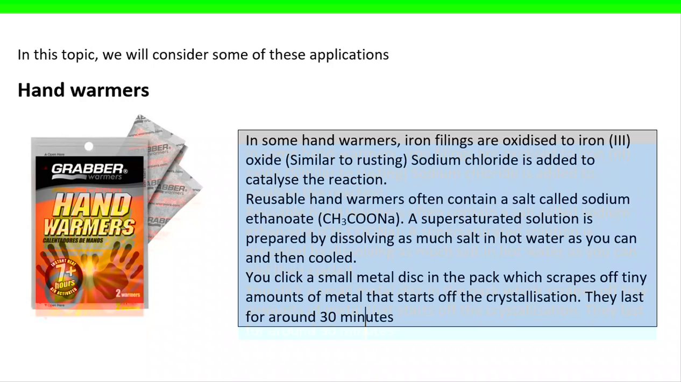Reusable ones come with a gel that you have to boil in water after they've been used. Now, they work by taking a salt called sodium ethanoate, supersaturated, and then there's a small disc inside that you click, and what that will actually do is cause the crystallization of that supersaturated salt. And that's an exothermic reaction, so that will generate heat energy, and that's why it warms up. When you put it in boiling water, you're redissolving that salt, and that's why the temperature goes back down and it becomes a supersaturated liquid again.